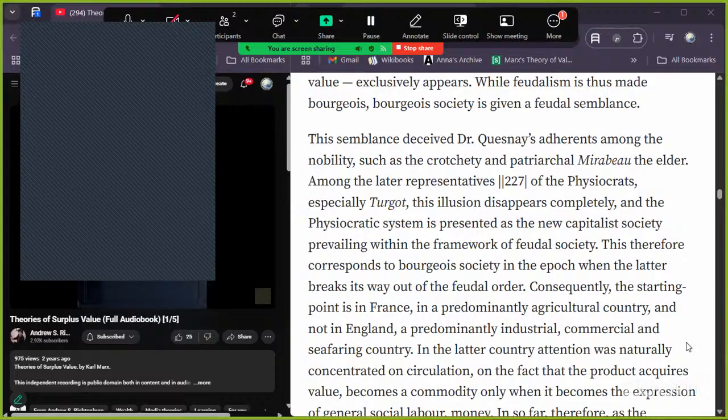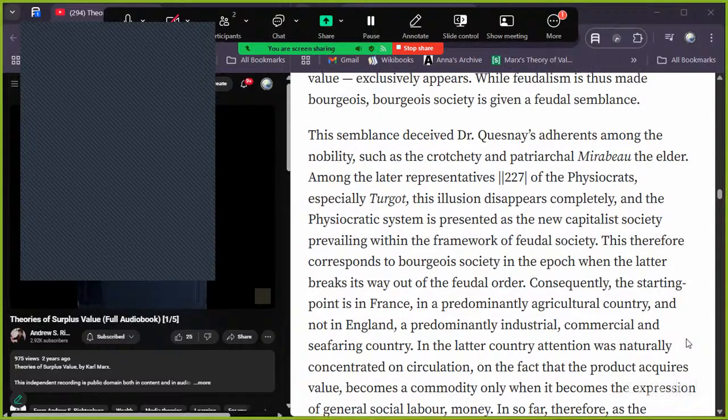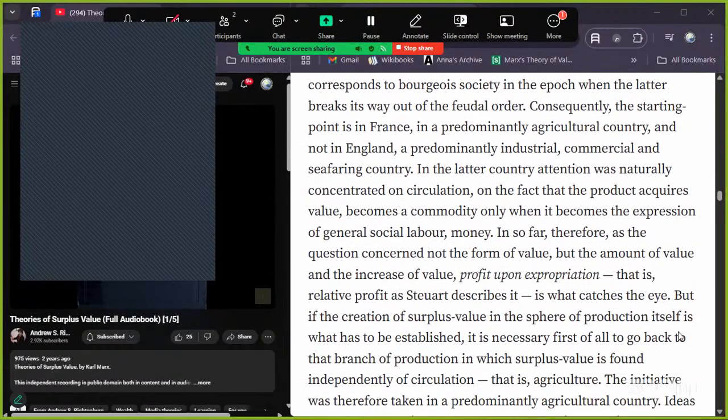This therefore corresponds to bourgeois society in the epoch when the latter breaks its way out of the feudal order. Consequently, the starting point is in France, in a predominantly agricultural country, and not in England, a predominantly industrial, commercial, and seafaring country. In the latter country, attention was naturally concentrated on circulation, on the fact that the product acquires value, becomes a commodity only when it becomes the expression of general social labor, money.